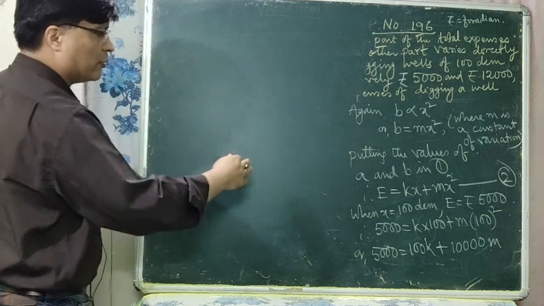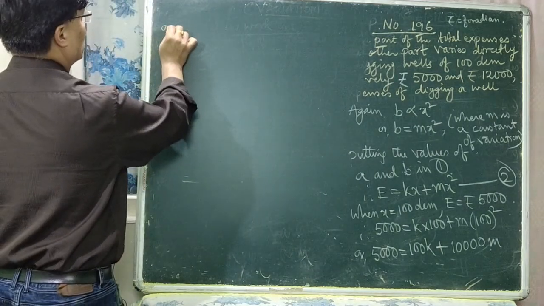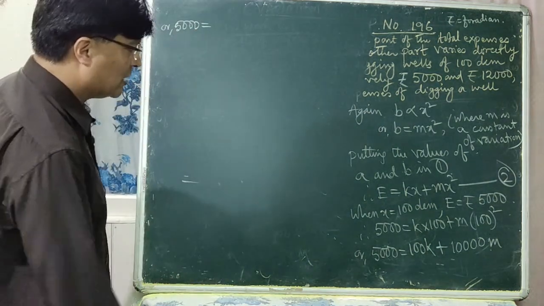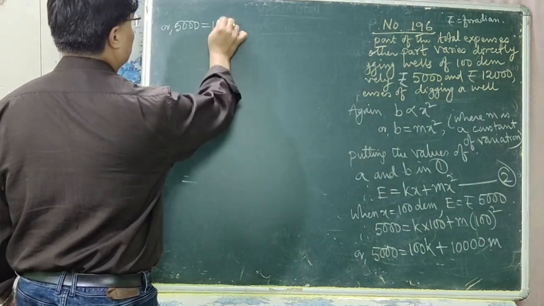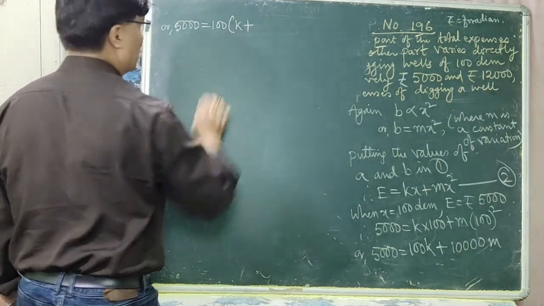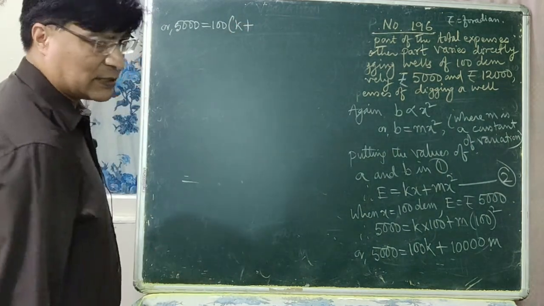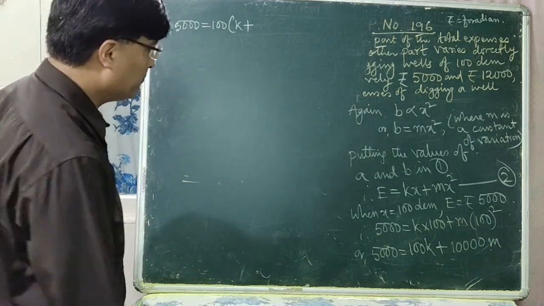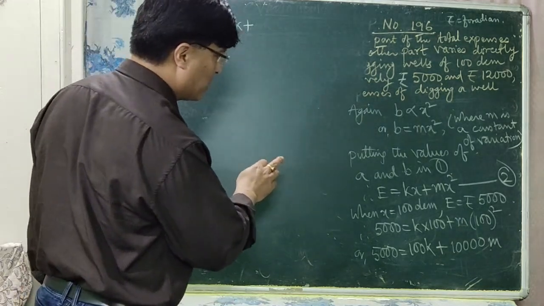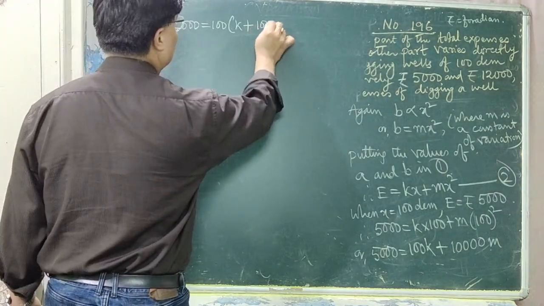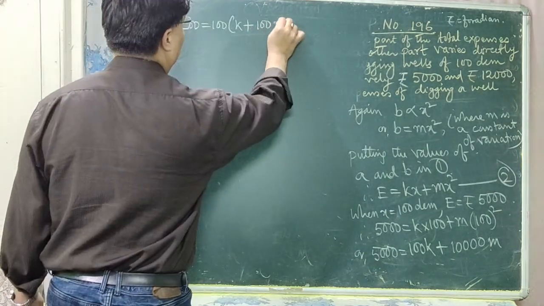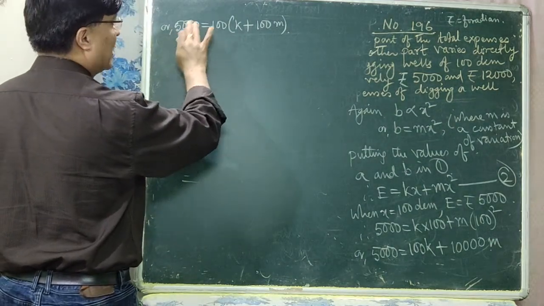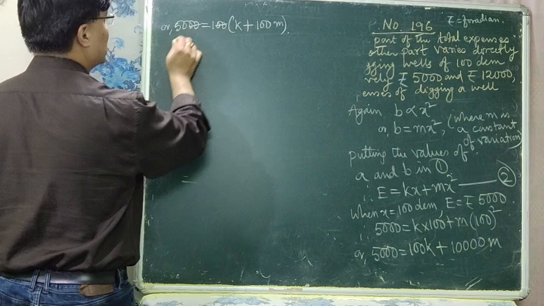So now in the next step, you can take common on the right hand side. So 5000 is equal to, what is common on the right hand side? It is 100. 100 is common. So within bracket k plus. If you simplify it, then it is easier for you to simplify the calculation. So 100 within bracket k plus, this is 100 into 100 is 10,000 m. Right? So here on the left hand side and on the right hand side, you can cancel this double zero.